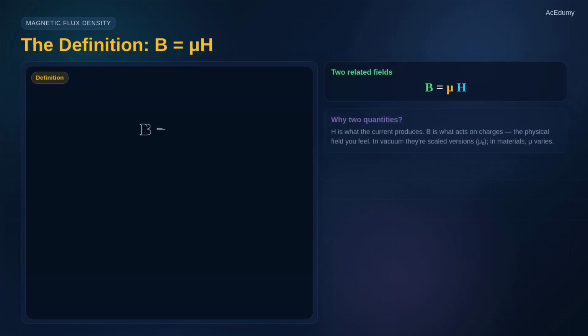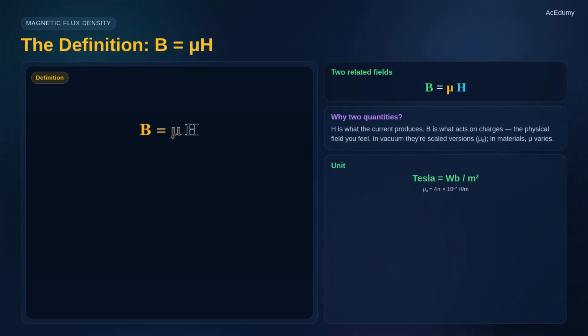The magnetic flux density B is defined by a very simple relationship. B equals mu times H. In free space, mu is the constant μ₀, which equals 4 pi times 10 to the minus 7. This number comes from the SI unit system. It sets the scale of magnetic effects the same way epsilon 0 sets the scale of electric effects. Inside a material, mu is generally different. We write it as μ₀ times μr, where μr is the relative permeability and captures how the material responds to the field.